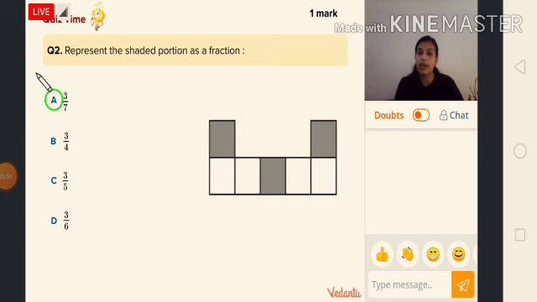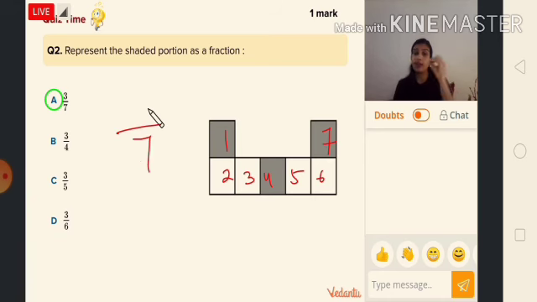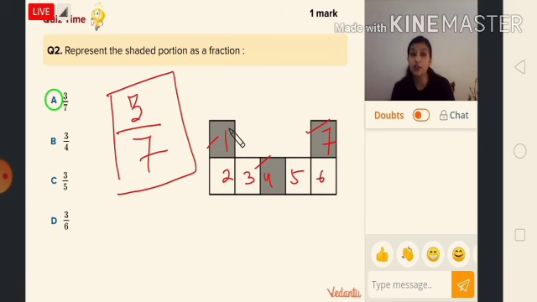It is 1, 2, 3, 4, 5, 6, 7. Total 7 boxes are there. Definitely in denominator, 7 has to be there. Just see in which option 7 is the denominator. It is option A. Also, just to confirm your answer, out of 7 boxes, 3 boxes are shaded. So 1, 2, and 3. So in the numerator, it will be 3. That is 3 by 7. Right, all of you? So that's really amazing that you got the correct answer. And Shaurya, it will be option A.